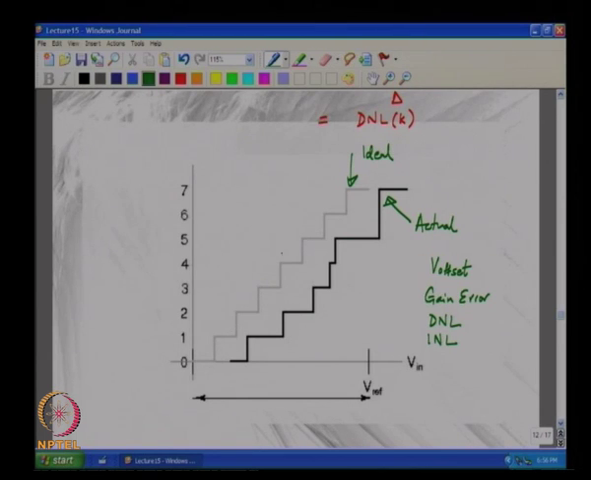Clearly, this is my ideal staircase. One way of doing it is to say this is my ideal transition, this is the actual one. So, this is my INL. Similarly, the INL here is this much and so on. So, do you think that makes sense? Is that a good way to do it?